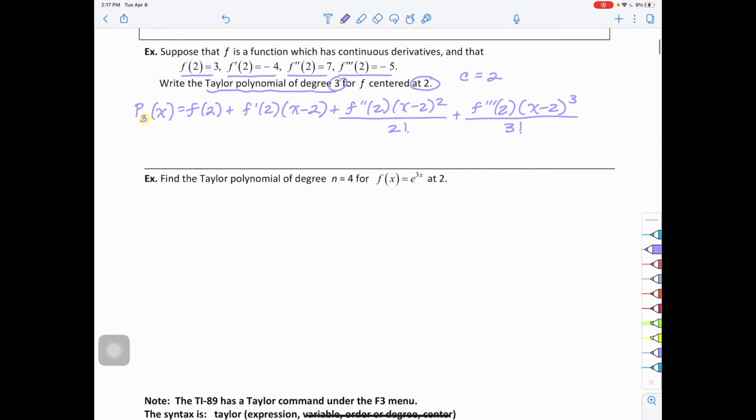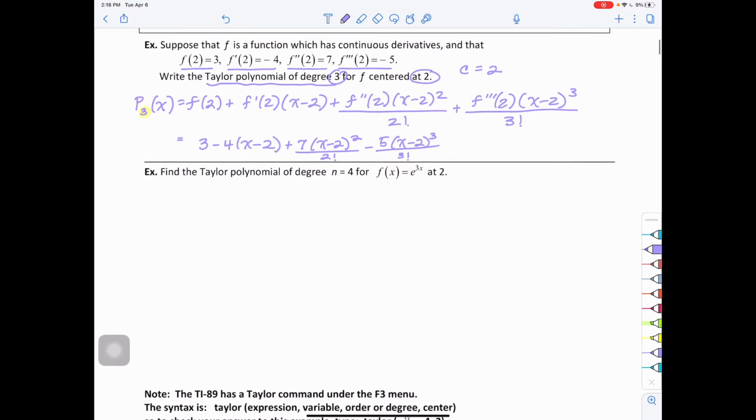Let's fill this in with what they gave us. f of 2 was 3. f prime of 2 was negative 4 times x minus 2. f double prime was 7 times x minus 2 squared, all over 2 factorial. And f triple prime of 2 is negative 5 times x minus 2 cubed over 3 factorial. And that is the third degree polynomial. Okay, let's try the next one.